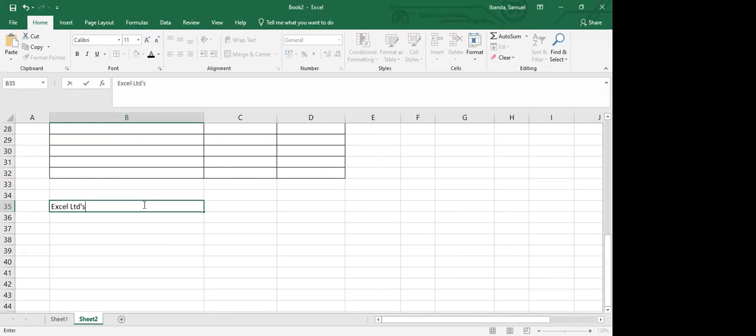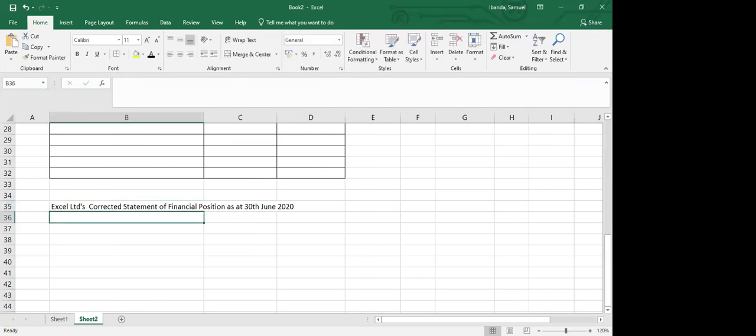So Excel Limited. Don't forget these titles, they are very important. You can call it corrected statement of financial position as at 30th June. You know, when it comes to a statement of financial position, we say as at. Then for statement of comprehensive income, we say for the period. So we shall use the same format, just like the way they have, or you can actually use your own format.